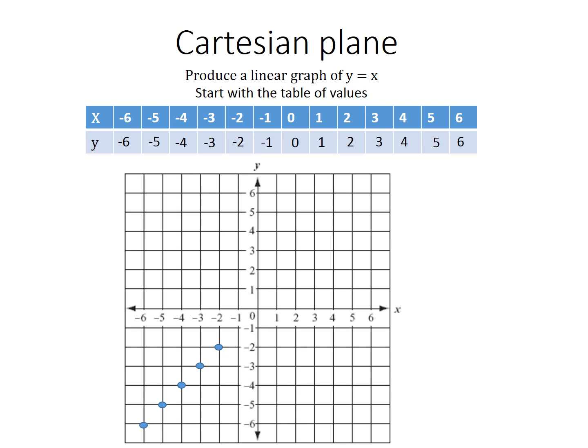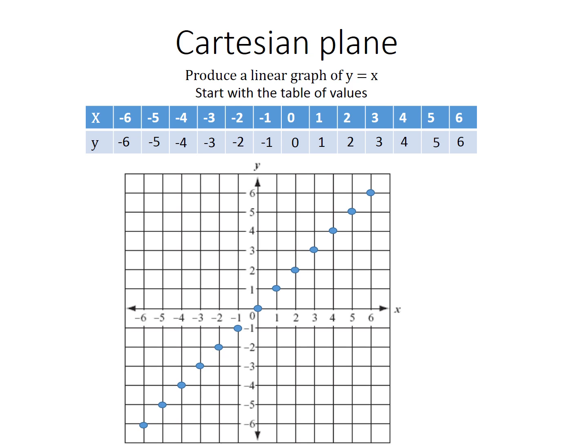-2 for x, -2 for y. -1 for x, -1 for y. 0 for each of them. X is 1, y is 1. X is 2, y is 2. X is 3, y is 3. X is 4, y is 4. X is 5, y is 5. X is 6, y is 6.